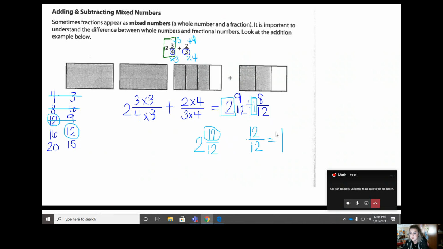Okay, so back to this. Like I said, we have 12 over 12, which means we have no parts missing. We have the whole number. We have the whole fraction. But we need to make this correct. So what we're going to do is we're going to pull 12 over 12 from this fraction. Let me erase this. We're going to take away a whole from the fraction, and we're going to add it to the whole number.